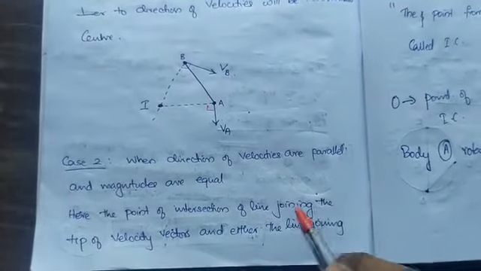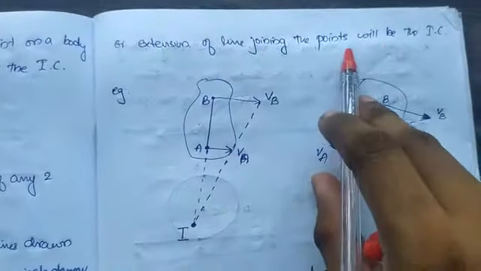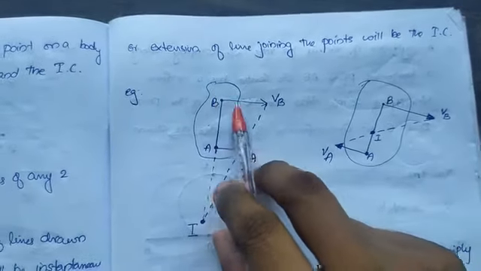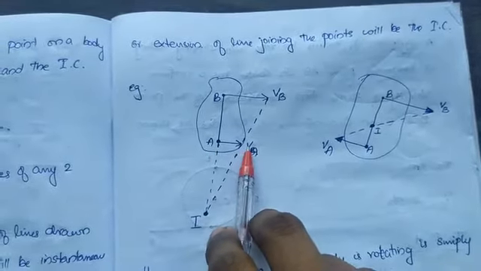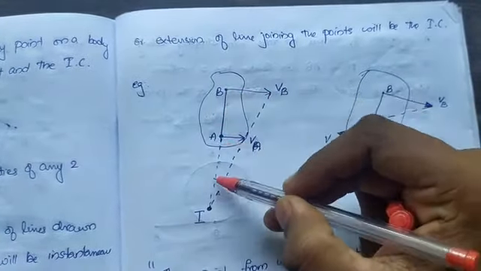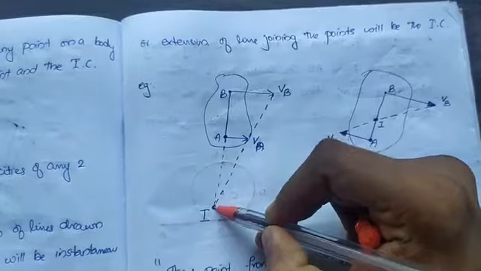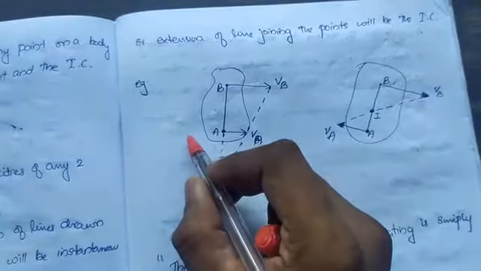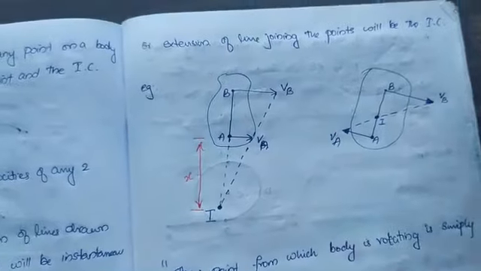Here, the point of intersection of the line joining the tips of the velocity vectors, or the extension of the line joining the points, will be the instantaneous center. If you have velocities which are parallel, VB in this direction and the parallel vector VA, then you extend this line, join these vector tips, and mark a center I where they meet, and provide this distance as x, which will be found from the problems.